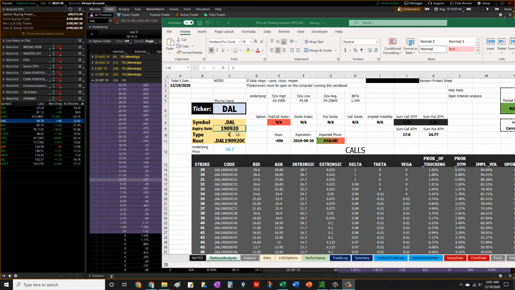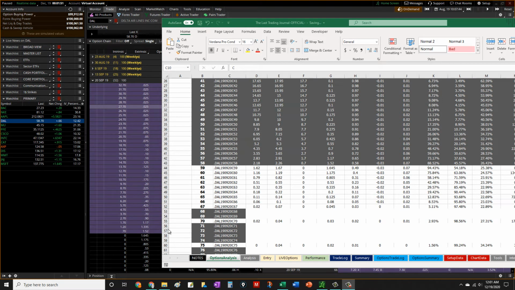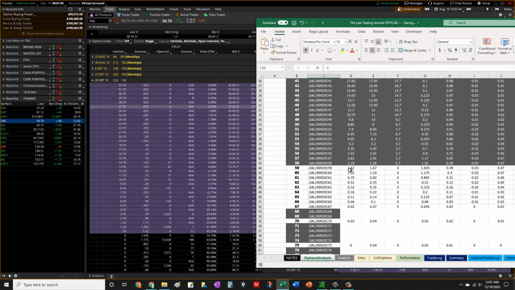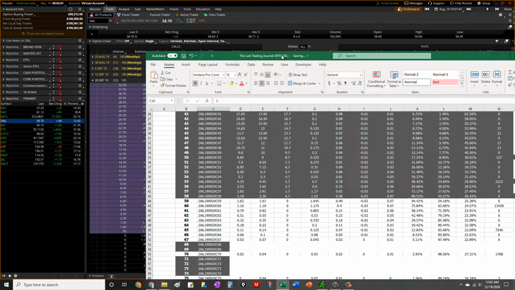Okay, and I see the mistake that I made. I had 1909.27. I don't know why I keep making that mistake, but you can see now the data is pulling in appropriately. If I slide this over, you can see bid 162, ask 167. All right, so the information is good there.